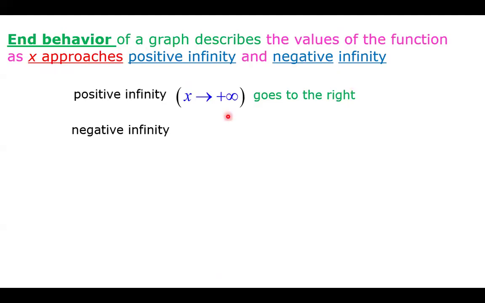When we're saying negative infinity, it'll be written as x goes to negative infinity. And that's us asking what's happening as you go forever to the left of the function. Got it? So what is the function doing as you go forever to the left?